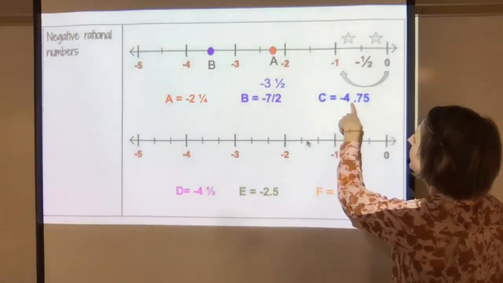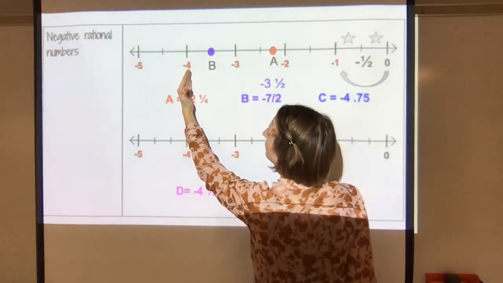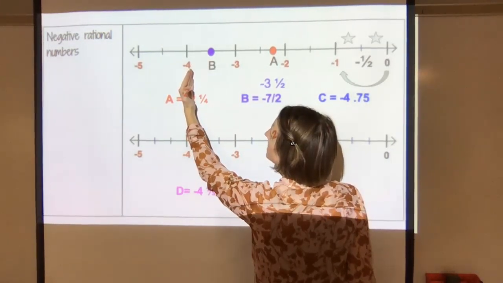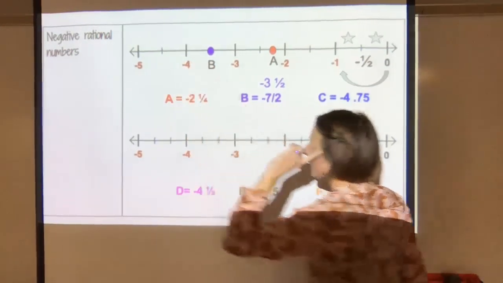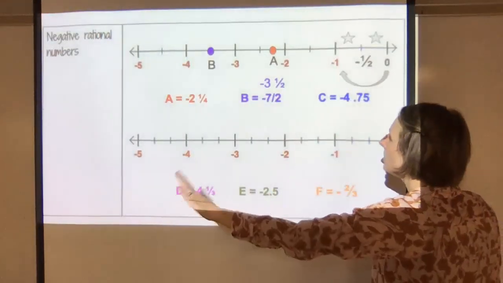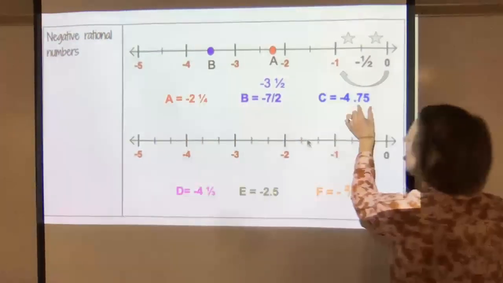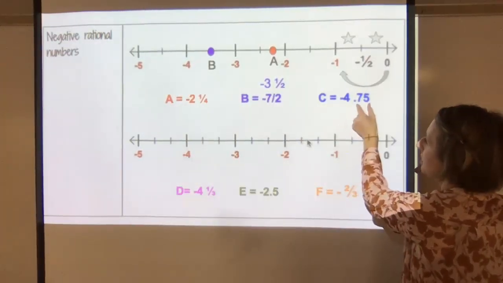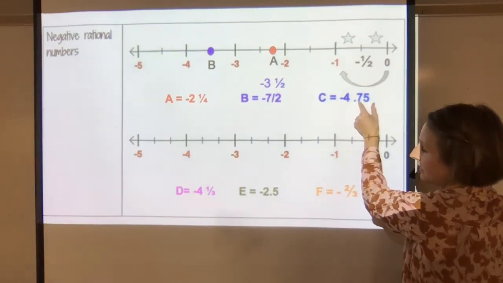Point C, we have -4 and 75/100. So I know I'm going to be right here, -4. And then I have 75/100 more. So I'm going to be moving to the left. I'm not going to be moving to the right. Our brain wants to think that, but we have to think opposite. Okay, it's more negative than -4. Here's -4.5. Now, if you were to think about this, 3/4, right? 3/4 is the same as 75/100.